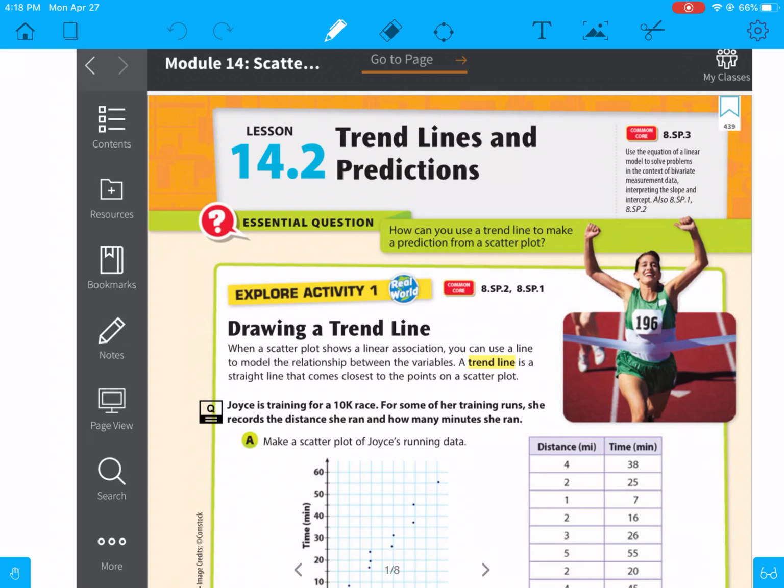Hello, we're back with lesson 14.2, trend lines and predictions. So how can you use a trend line to make a prediction from a scatter plot? This is where our y equals mx plus b is going to come into play.